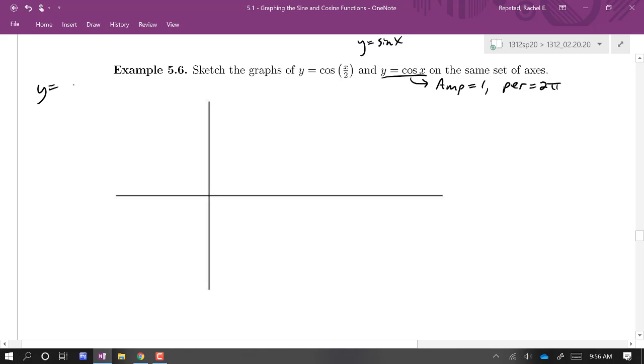Before I start graphing or plotting anything, I'm going to mark down the same information for cosine of x over 2. And with cosine of x over 2, I'm actually just going to rewrite that as 1/2 x, because I want to be able to see what's the coefficient on x. If it's x over 2, the coefficient is actually 1/2. The amplitude is still 1. But the period is 2 pi divided by 1/2, which is 2 pi times 2, which is 4 pi.